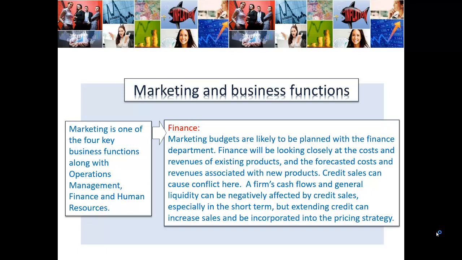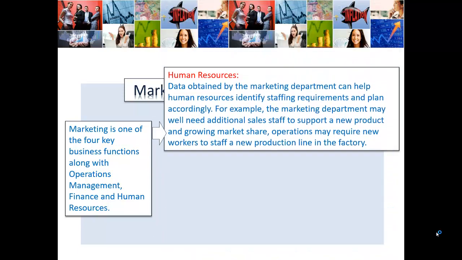Credit sales can cause conflict here. That's where customers are not paying cash straight away, but are buying now and paying later. A firm's cash flows and general liquidity can be badly affected by credit sales, especially in the short term. But on the other side, extending credit can increase sales, and this can be incorporated into a possible pricing strategy.